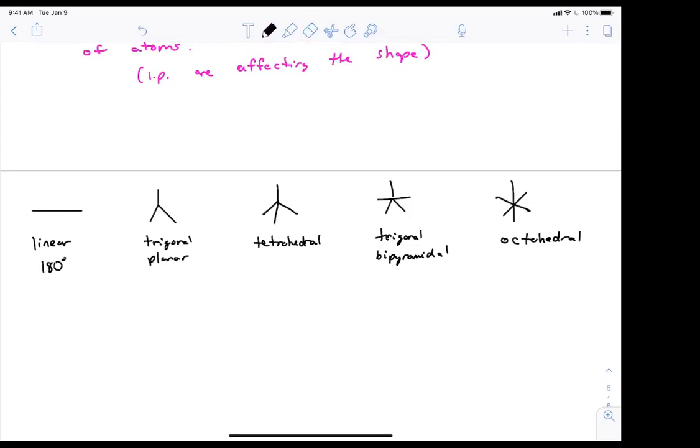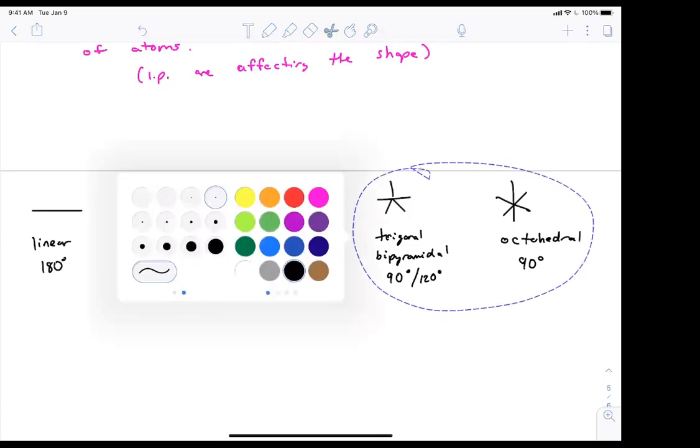180 degrees, 120 degrees, 109.5 degrees, 90 and 120 degrees, and 90 degrees. Let me change the color here just to make sure that we differentiate that these are higher level.